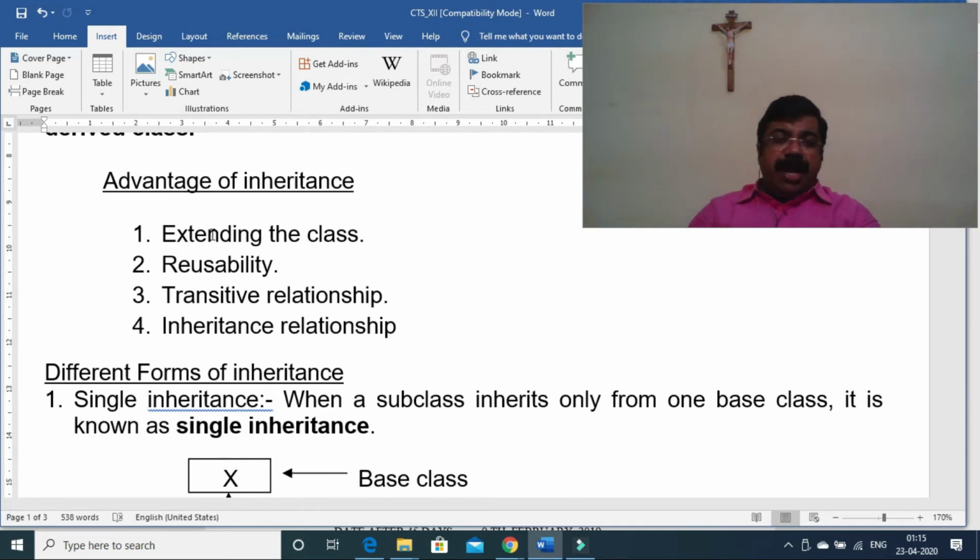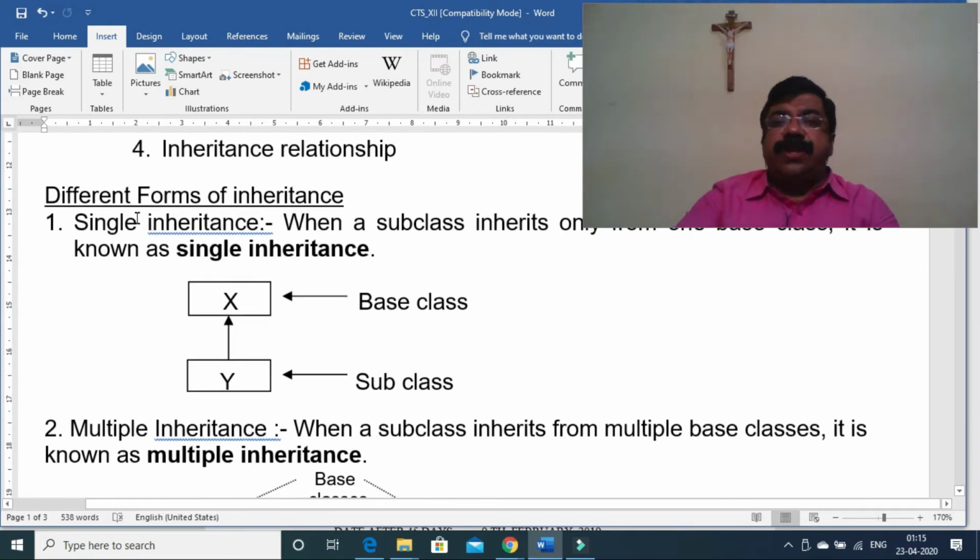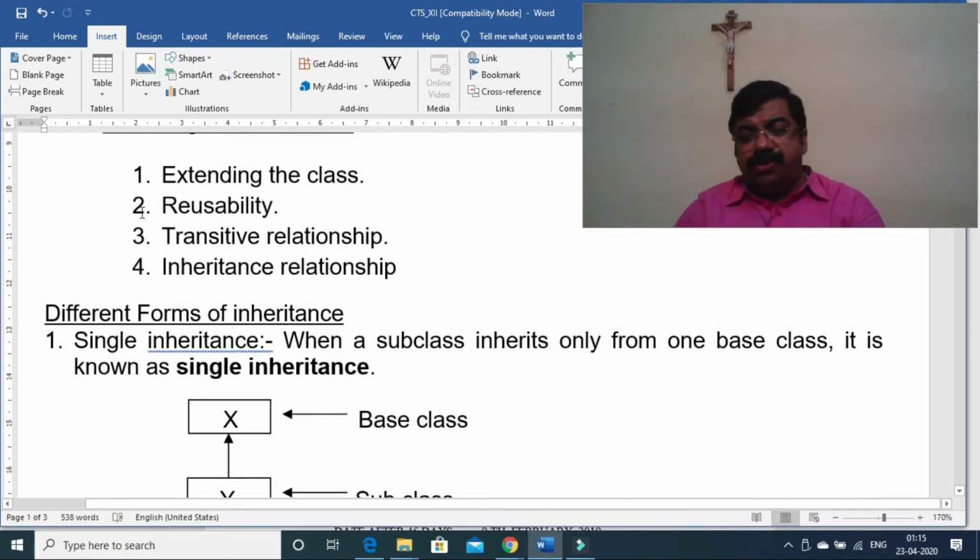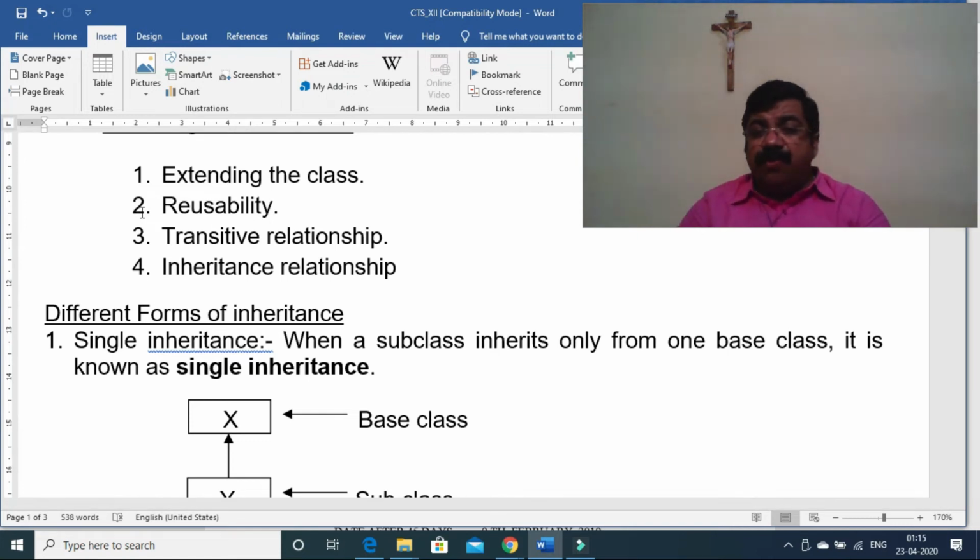Okay, now it's time to see the different forms of inheritance. The first form of inheritance is single inheritance. You can see the definition is there: when a subclass inherits only from one base class. Just to take the example, you and your father. You are the subclass, your father is the base class. So only those two are there.